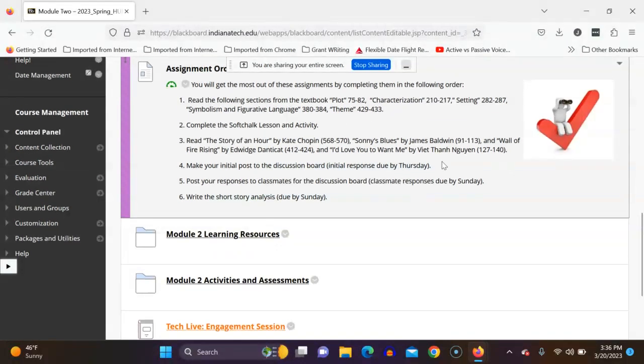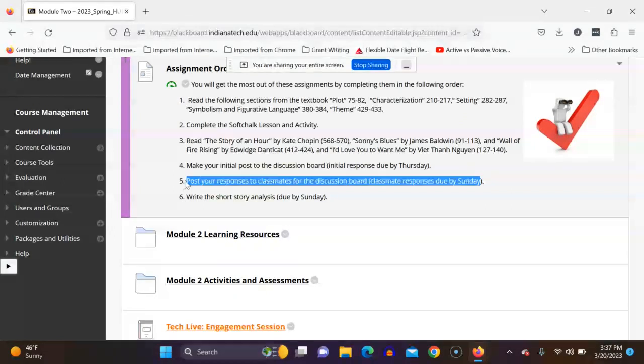And then after you've read all of that, so again, if you're following my suggested timeline, you'll be reading those things today and tomorrow, and then maybe Wednesday, so that you're ready to post that initial post by Thursday. Okay. Remember the little note that I put on there? I do take late work up to a week. That is what Indiana Tech has provided for. If it's longer than a week, you'd have to have a really good reason and documentation for it.